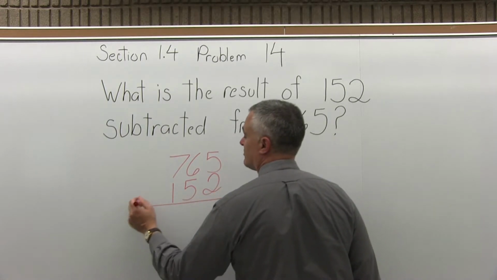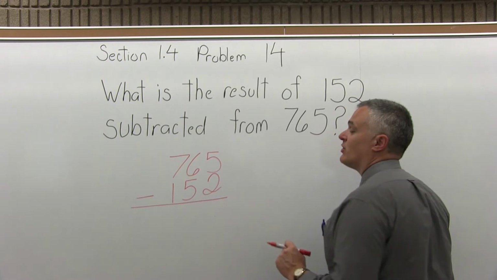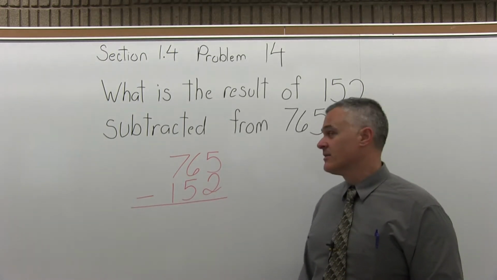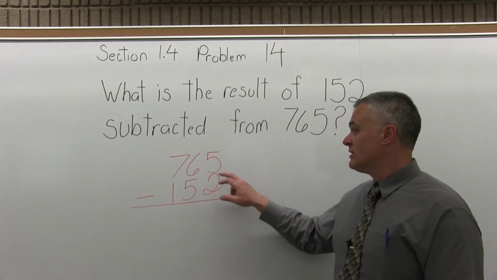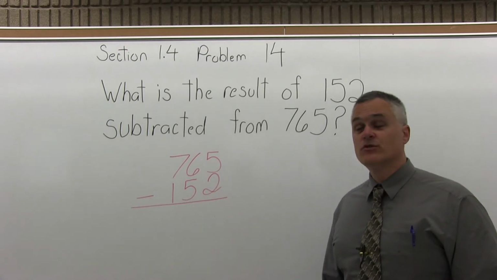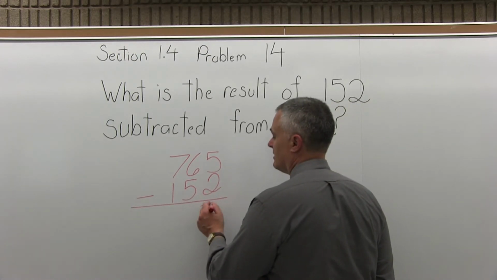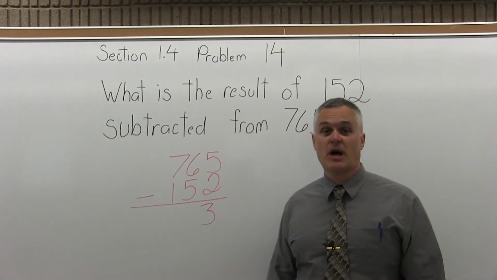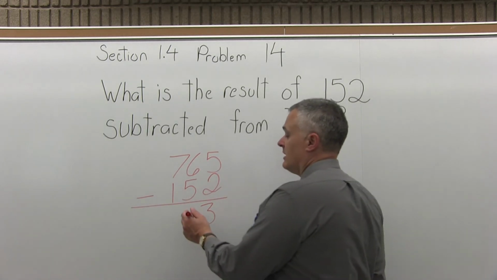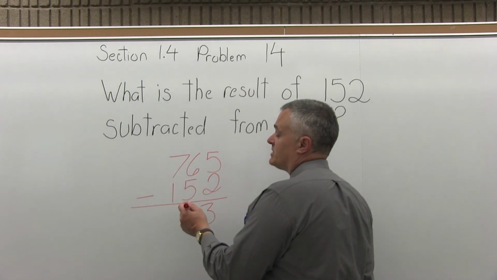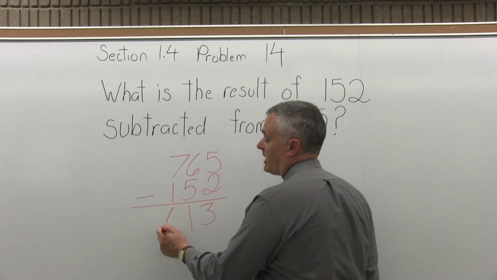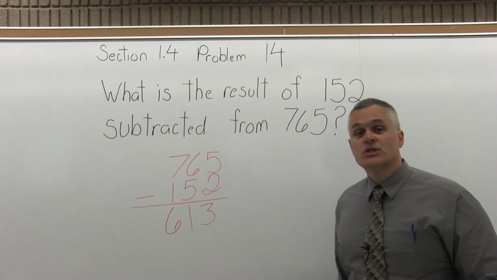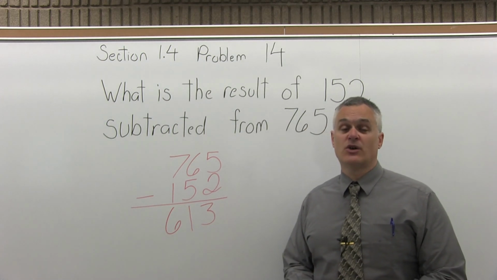Both these numbers have the same amount of digits, but if they didn't, you want the rightmost digits to line up vertically. And now I can do the subtraction. 5 minus 2 is 3. Then moving over to the next column of digits to the left, 6 minus 5 is 1. And finally, the last column of digits moving to the left, 7 minus 1 is 6. So that gives me a final result of 613.